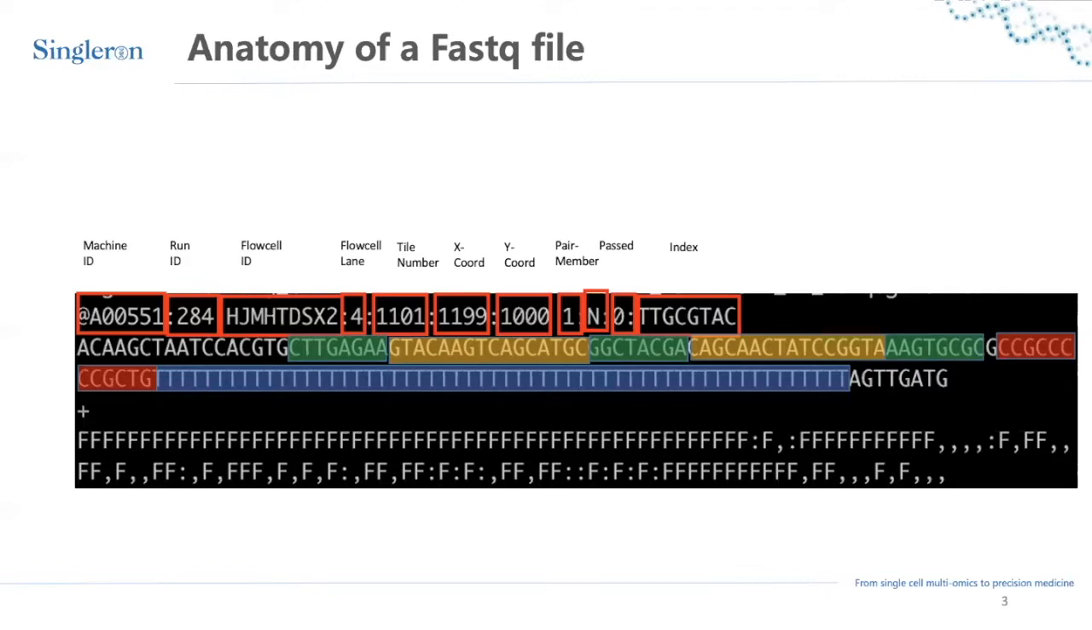This can also be traced back to which kit you used. Which lane was used. So in this case, it's lane 4. You have which tile number is on this flow cell, and then you have the coordinates of your read. So you have an X coordinate and a Y coordinate where it exists on this flow cell.